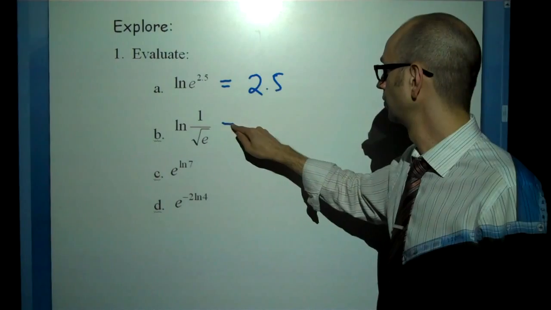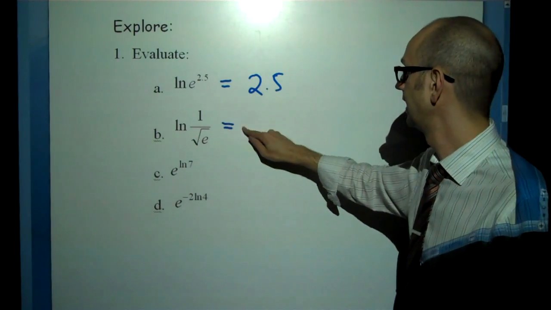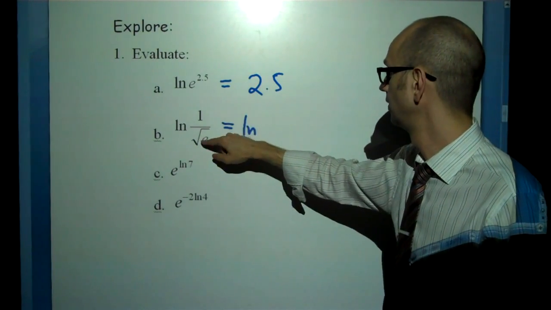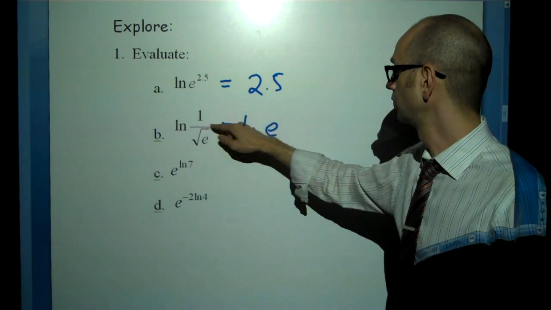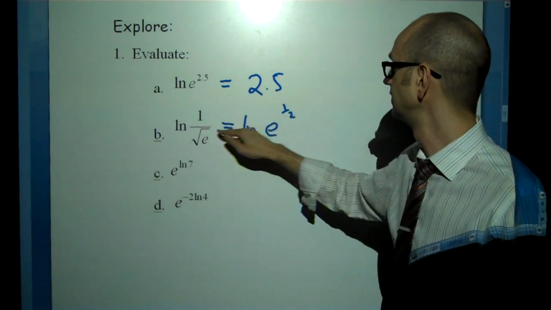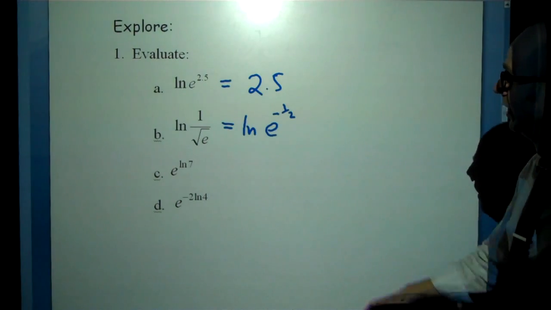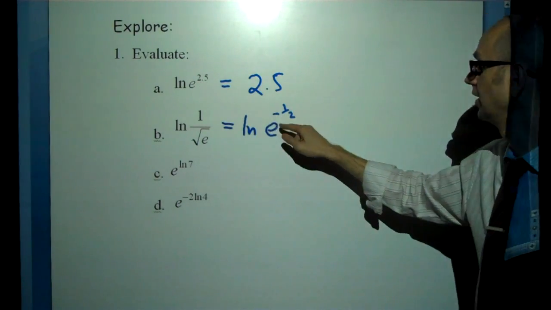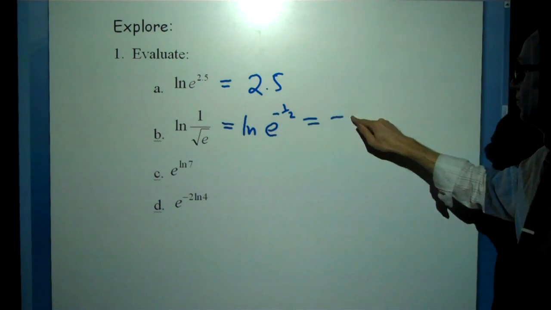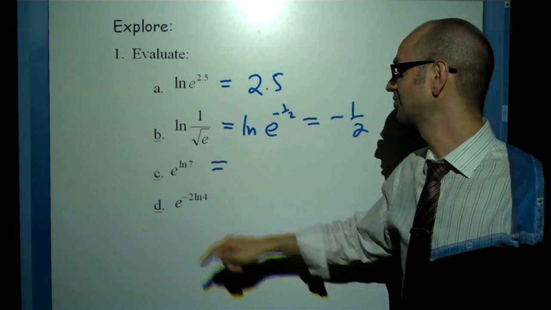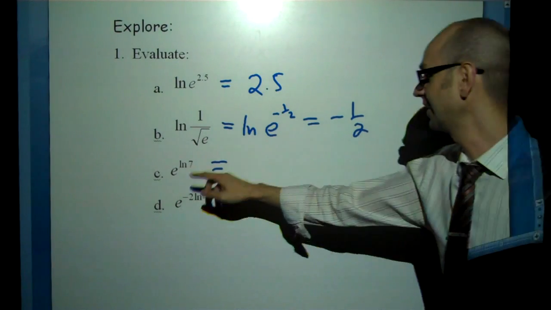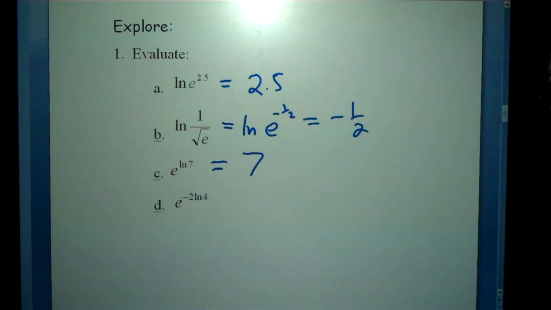For the second one here, I'm going to rewrite it as the natural log of, again, using our exponent rules, it's e. There's a square root, so it's 1/2, but it's in the denominator, so it's negative 1/2. And again, we know that natural log and e are inverses. They cancel each other out, so I'm left with negative 1/2. Part C, e and natural log are still inverses. They cancel each other out, and there's 7. There's a longer way to explain that, but that's really the short version.